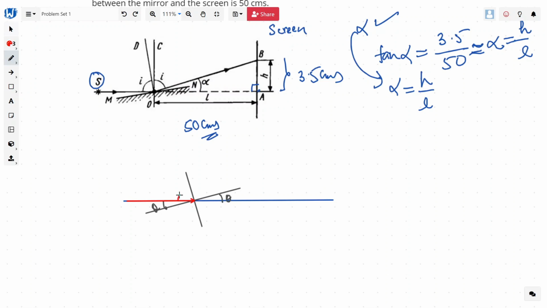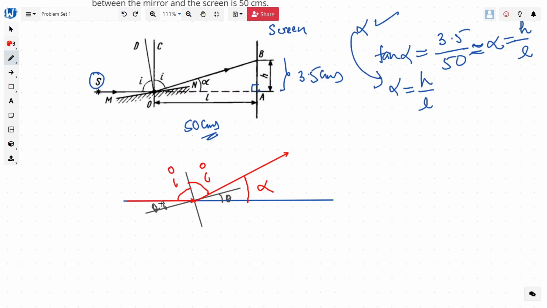So this angle is going to be I, and we know that it is going to be reflected back at the same angle. So we are just doing it step by step, and it's going to be reflected back at the same angle here, and by virtue of the law of reflection, we know that it's going to be I. Now they have also given us this angle here, which is alpha.